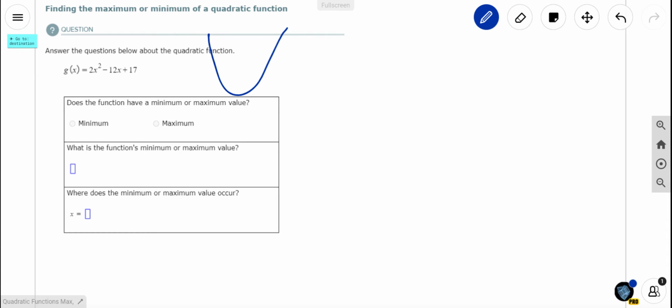So we're going to have a minimum. It's cup up because A is positive. Okay, what is the minimum value? We're going to go h is equal to negative of negative 12, the opposite of b, over 2a. So we get 12 over 4, or 3. Then we want to plug 3 in.